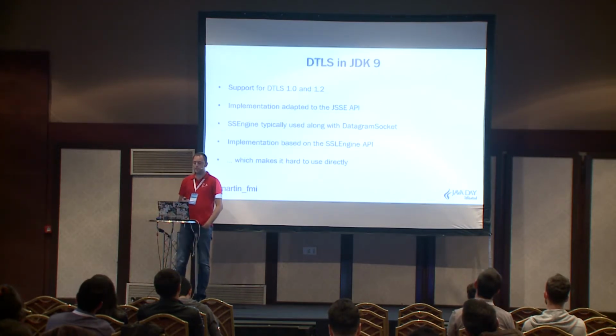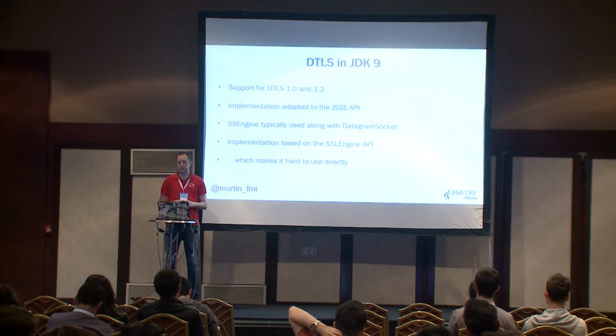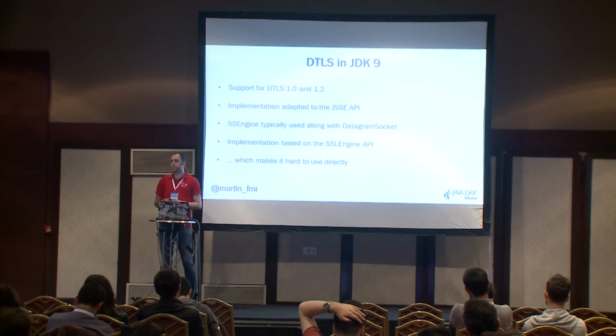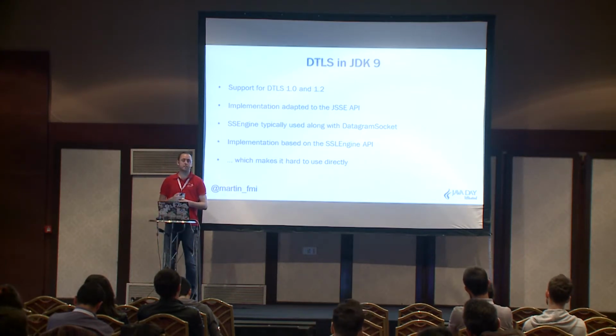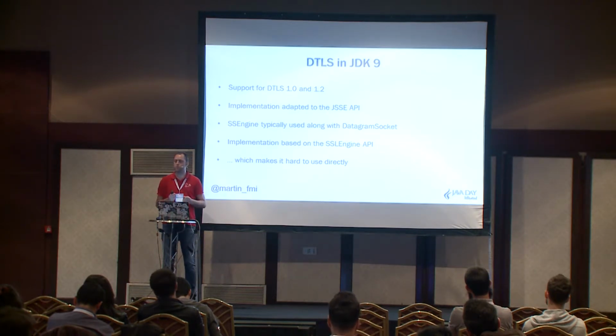And in JDK 9, basically, they have introduced support for DTLS 1.2 and 1.1. The implementation is adapted to the JSSE API that we saw currently, which means that a minimal set of changes was introduced basically to provide the implementation for DTLS. However, this has quite some drawbacks, and one of the main drawbacks is that this API is fairly complex to use at that point. And one of the reasons for that is that the SSLEngine API, which provides the non-blocking operation of JSSE, is used to adapt the DTLS implementation too.